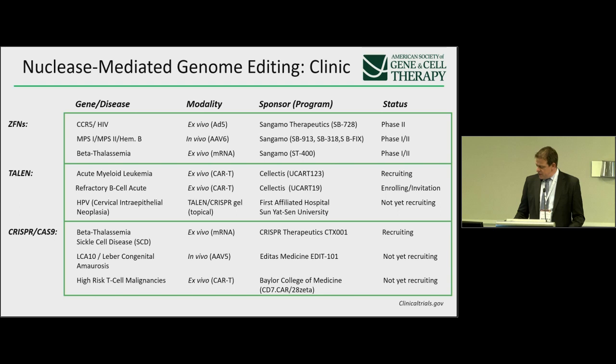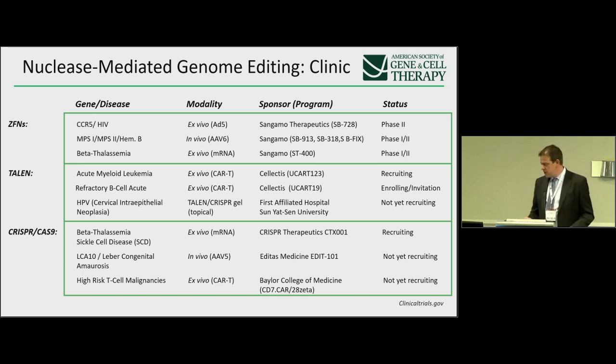Recruiting right now is a CRISPR Therapeutics trial for beta thalassemia, a very similar play to the Sangamo program to reactivate fetal globin. Then we have, using AAV5, a trial sponsored by Editas Medicine, and this is sort of the first in vivo gene editing mediated by Cas9. And this is basically excision of a cryptic splice site. And then finally we have just the first of many different CAR-T plays using CRISPR-Cas9 that will come in the future.